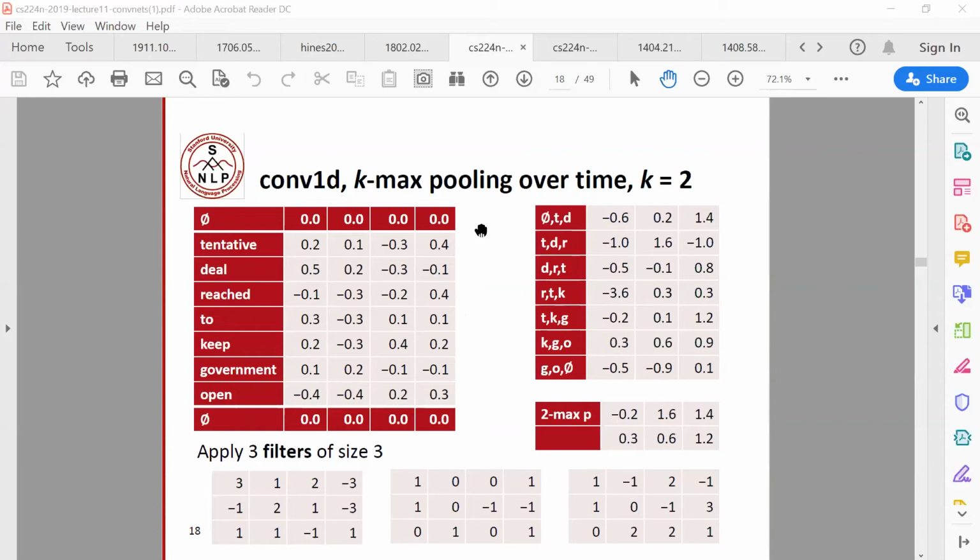Hey Joseph, yeah. What would be the intuitive understanding or rationale behind preserving more maximum values in this case?